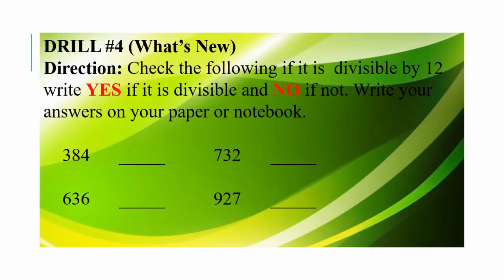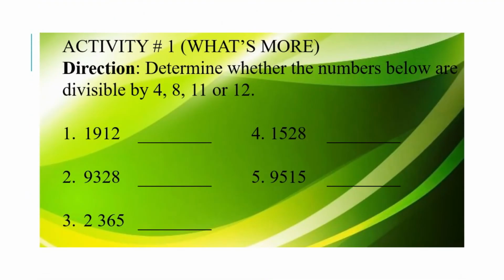Okay, let's check the drill number 4. 384 is divisible by 12. Yes, 384 is divisible by 12. 636 also is divisible by 12. 732 is divisible by 12. Number 4, 927 is not divisible by 12. Okay, let's have an activity.